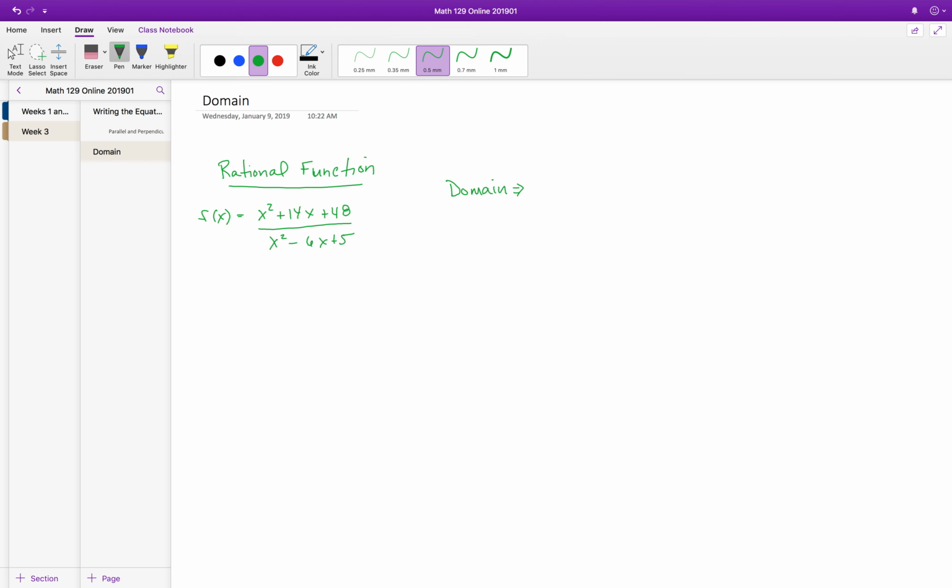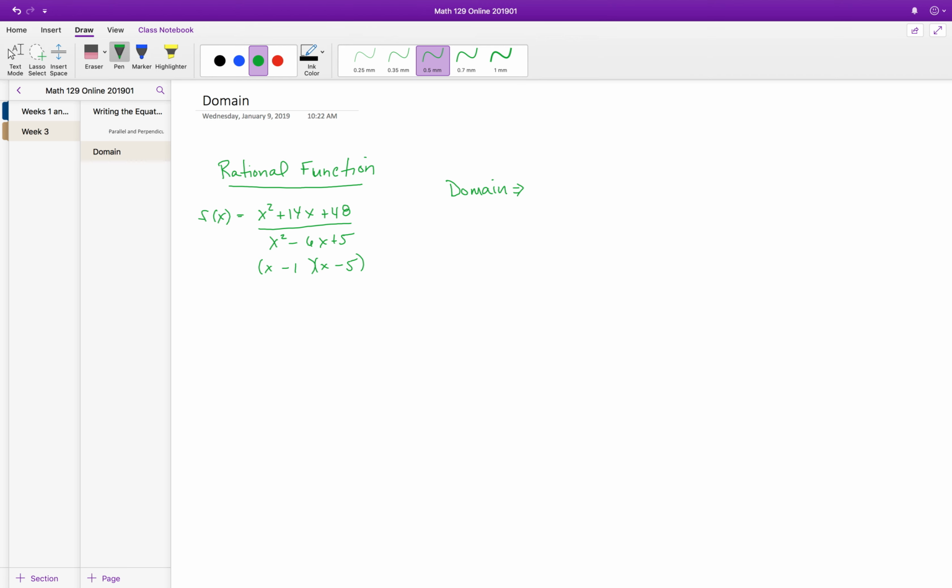All right, so in order to determine what's going to make the denominator 0, I need to factor this, right? So the denominator will factor to 2 sets of parentheses. Again, kind of reversing FOIL. I know x times x gives me x squared. And now I need to think about what two numbers multiply to 5, but add to a -6. So that would be -1 and -5.